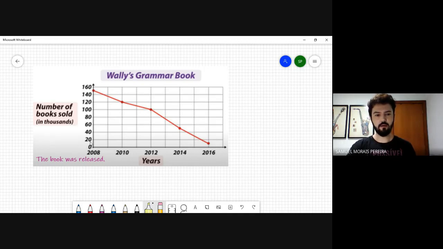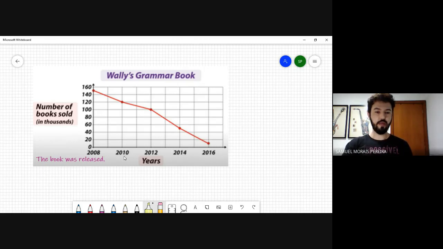Everybody wanted to buy this book, okay? You can see here on the y-axis, on the vertical axis, the number of books sold in thousands. Pay attention to this information here. It's in thousands, em milhares. Tá vendo? Eu não posso falar que em 2008 foram vendidos 150 livros. Na verdade, foram vendidos 150,000 books, 150 mil livros. Tem aluno que às vezes olha assim e fala assim, foram vendidos, tipo aqui, em 2012 foram vendidos 100 livros, professor. Não, não é 100 livros, é 100,000, 100 mil livros, ok? You have to consider this information here, okay?